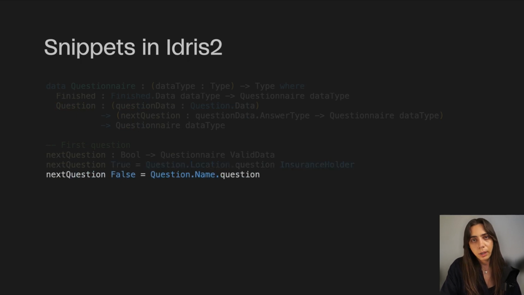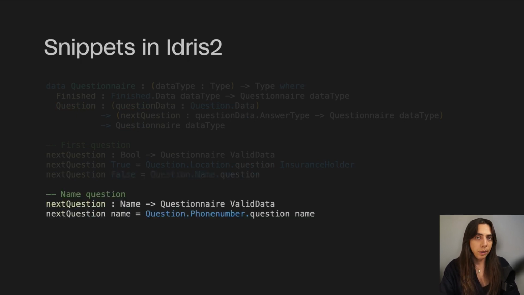If it's false, then we go on to the name question. So we can actually use the type here. We can pattern match on the elements of the type here to go to the correct question. For the name question, instead we take a name and say what question to go to.